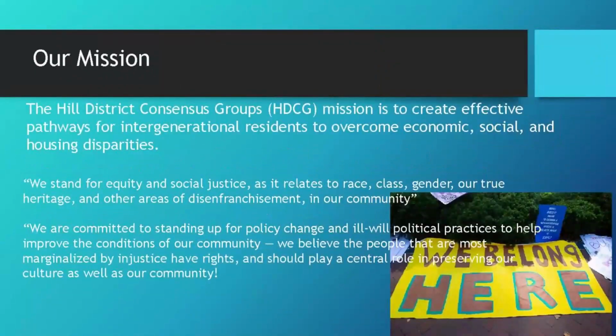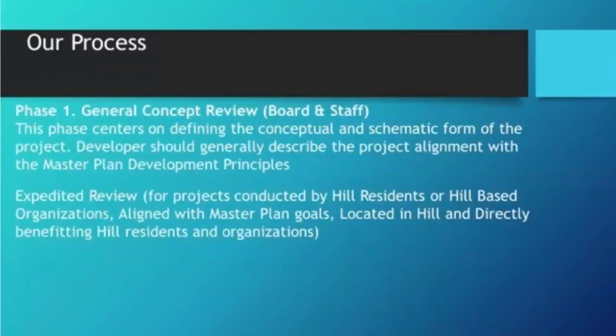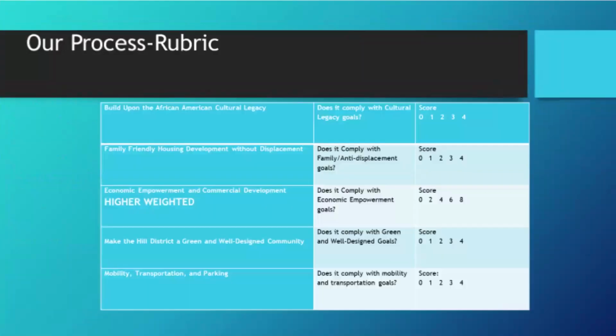Our mission is to create effective pathways for intergenerational residents to overcome economic, social, and housing disparities. Next slide. Sorry about that, guys. So our process is to do a general concept review with the board and staff. And this phase centers on defining the conceptual and schematic form of the project. And then we also have an expedited review process for projects conducted by Hill residents or Hill-based organizations aligned with the master plan goals. And next slide.